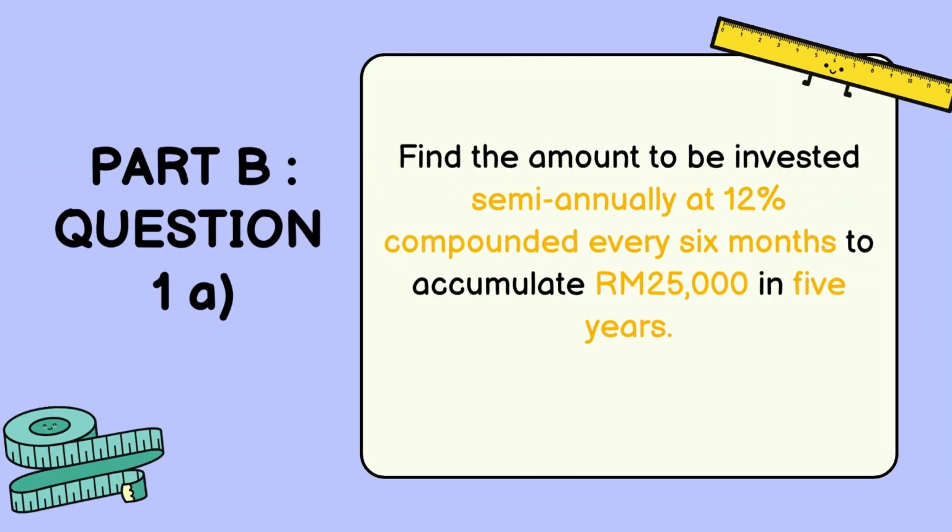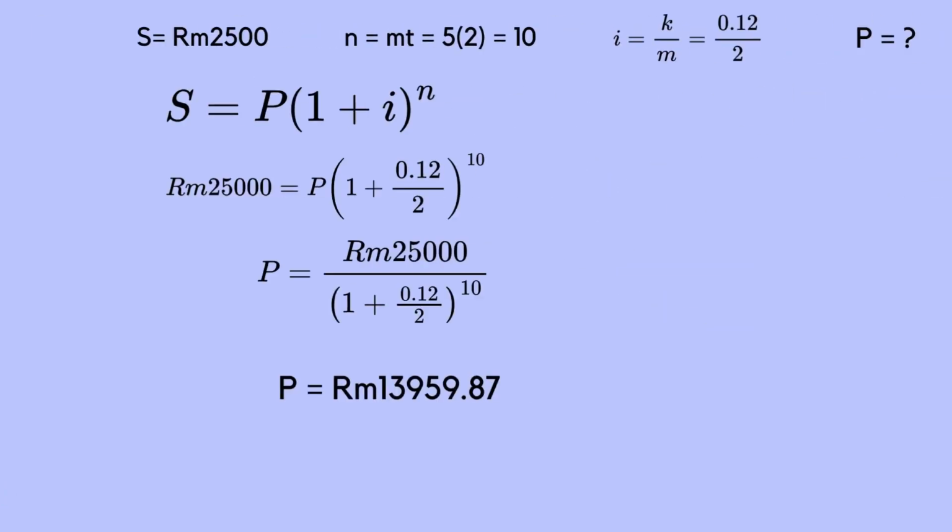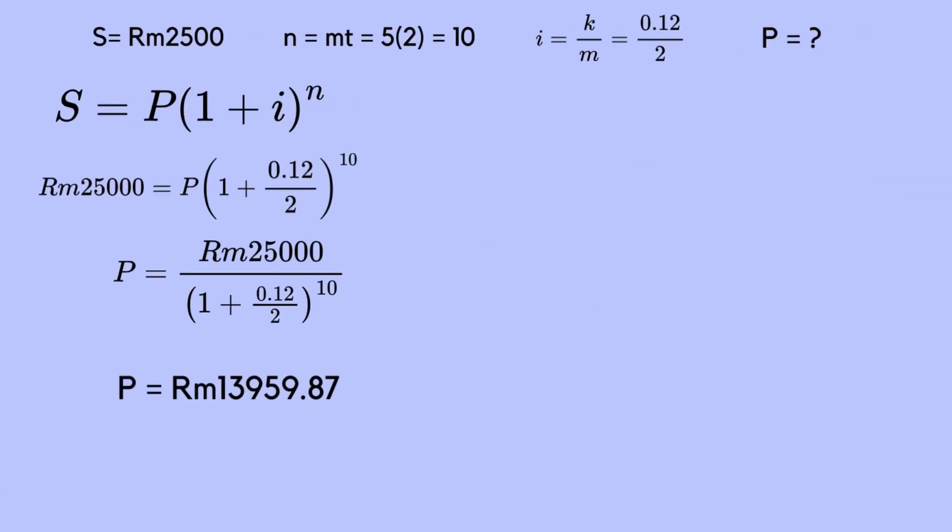Part B, question 1A. Find the amount to be invested semi-annually at 12% compound every 6 months to accumulate 25,000 in 5 years. So for this question, we will use the formula S equal to P, open bracket 1 plus I, close bracket n. From the question, we can know the amount of S, N and I, which is S is 25,000, N is equal to 10, then I equal to 0.12 over 2. So replace all the information into the formula.